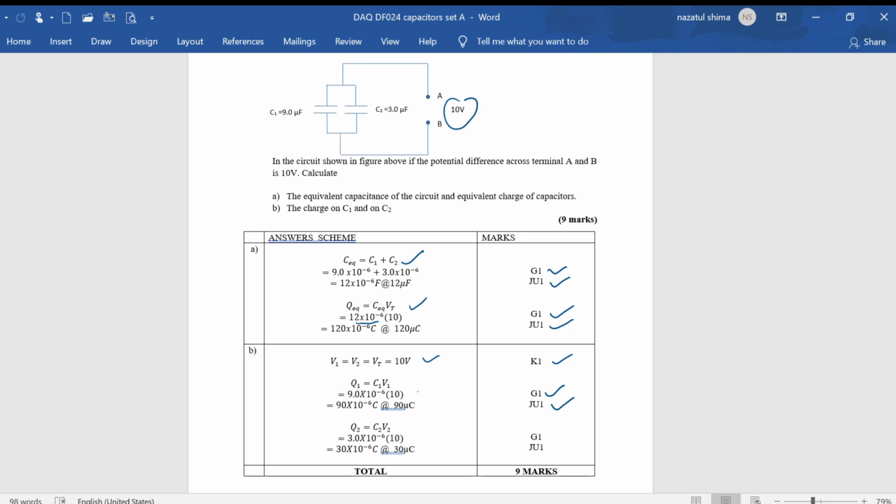Okay, and then for the Q2 or charge on C2, so Q2 is equal to C2 V2, which is 3 times 10 negative 6 times 10. So 1 mark for the substitution. And the final answer 3 times 10 negative 6 coulomb or 30 microcoulomb. So 1 mark for answer with unit. So the total mark for A is 4 mark and for B is 5 mark. So total is 9 mark for answer number 2. Okay.